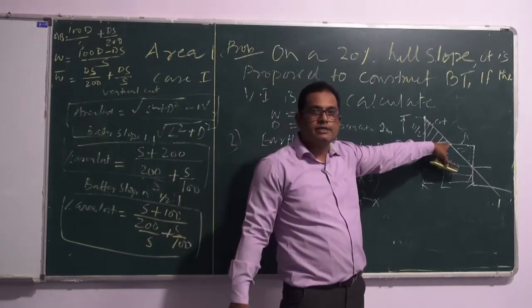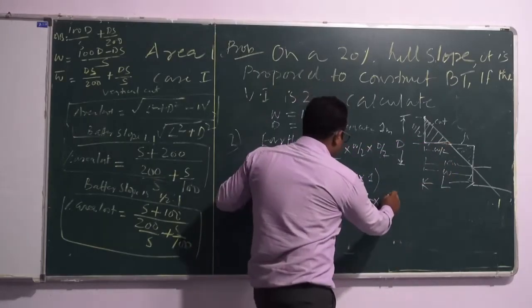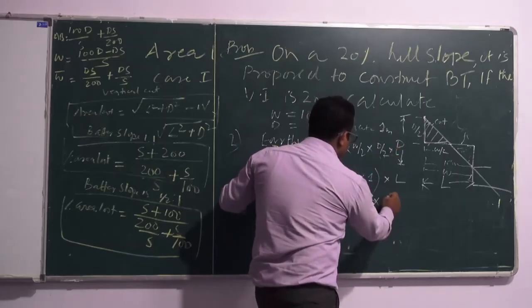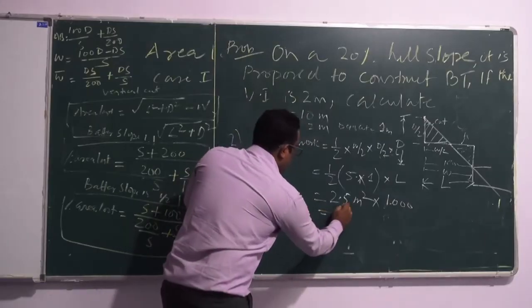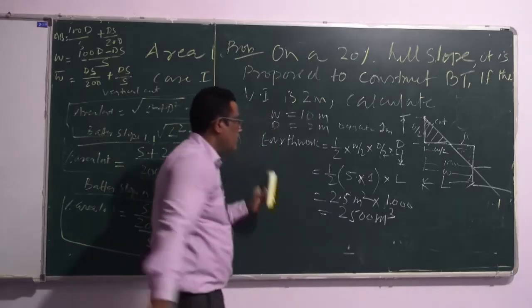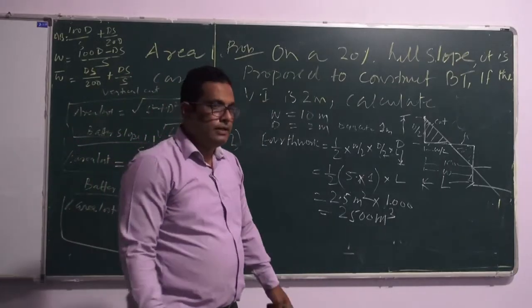This is 1,000 meter of bench. So 2.5 into the length, the running length of 1,000 meters. So the earthwork involved will be 2,500 cubic meter. So this much of earthwork will be involved.